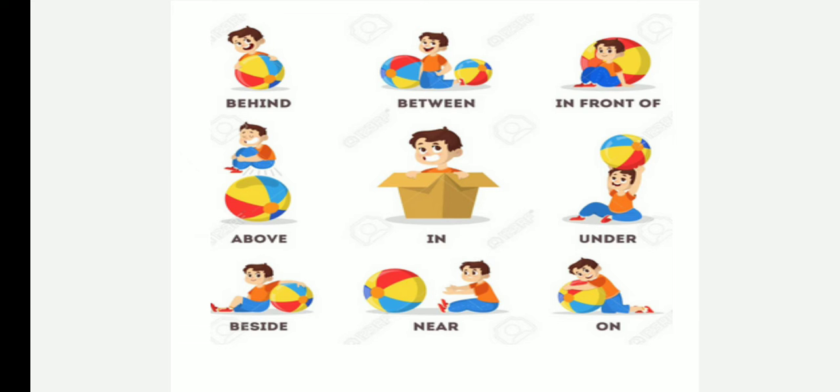So what do you learn from this picture and the words given below? The words behind, between, in front of, above, in, under, beside, near, on. These are the few words which we use while we are speaking, writing, or reading books. These are the prepositions. Today we are going to learn what is a preposition, what are the kinds of preposition, and why we are using prepositions. Let us enter into the topic.